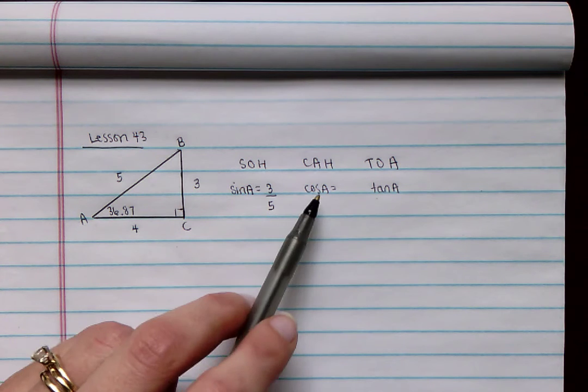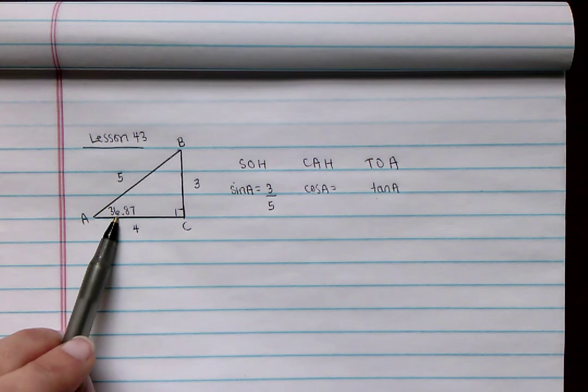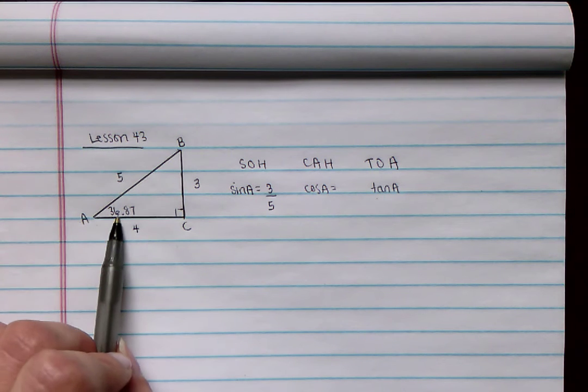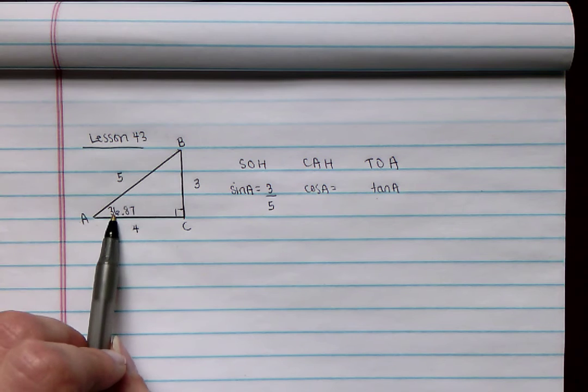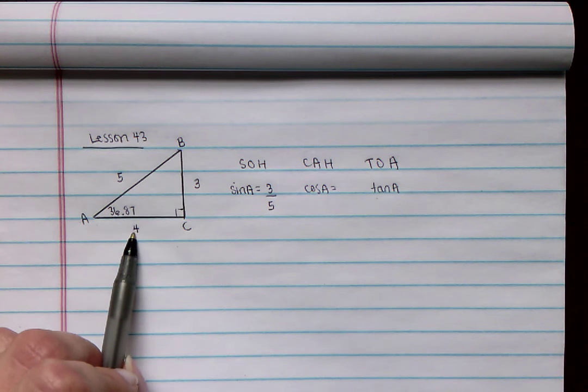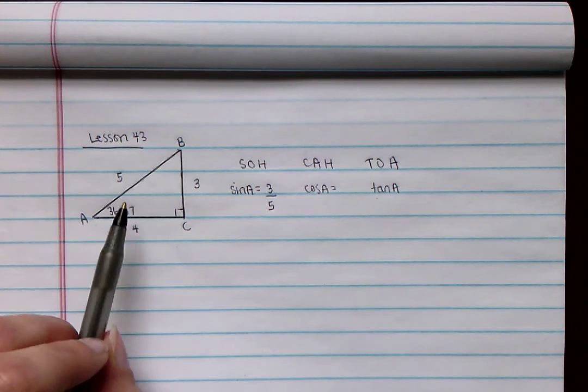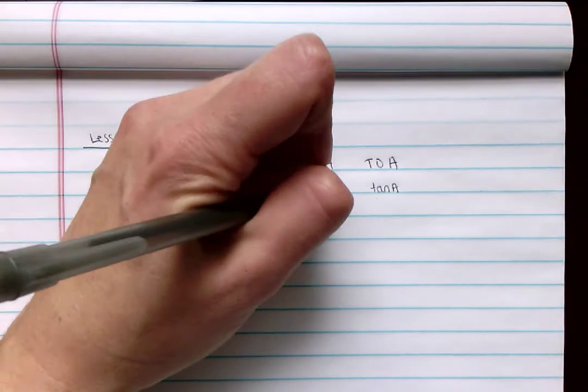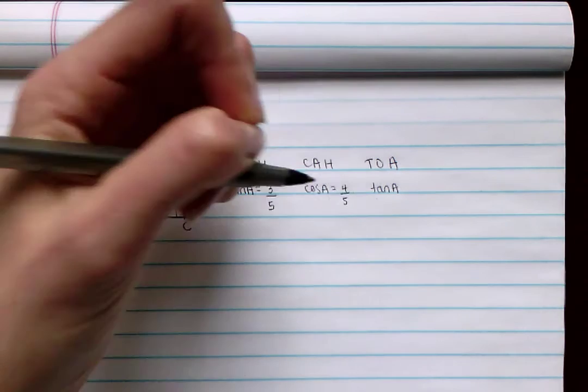Cosine, up here, stands for adjacent over hypotenuse. So if we look back, again, cosine A, we're looking from this angle. If you're talking about the adjacent side, so the A stands for adjacent, that would be 4, 4 over the hypotenuse, which is 5. So for this one, we would write 4 over 5.